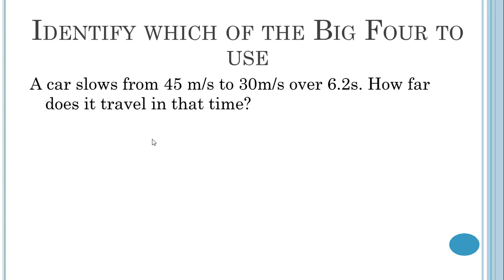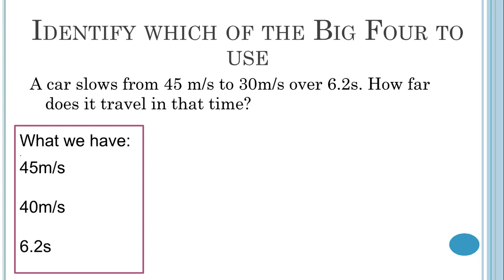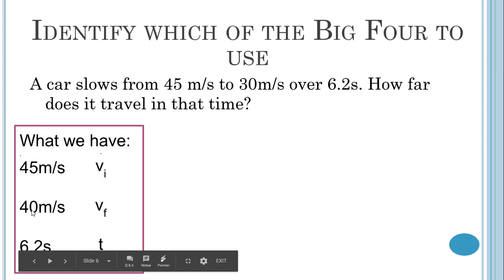So here's what we need to figure out. What do we have? We have 45 meters per second, we have 30 meters per second, we have 6.2 seconds. A car slows from 45 meters per second to 30 meters per second. So that must mean the 45 meters per second is our initial velocity, and our 30 meters per second is going to be our final velocity. Hopefully you recognize that 6.2 seconds is time. So we start at 45, we slow down, not to 40, but to 30, and it's going to happen over 6.2 seconds.